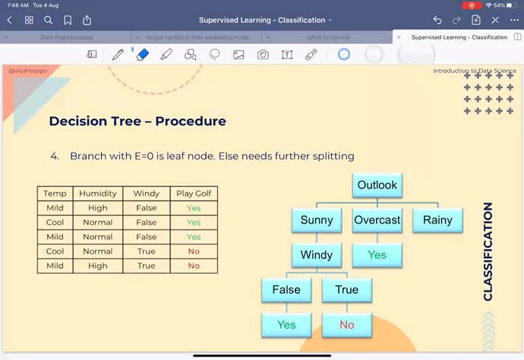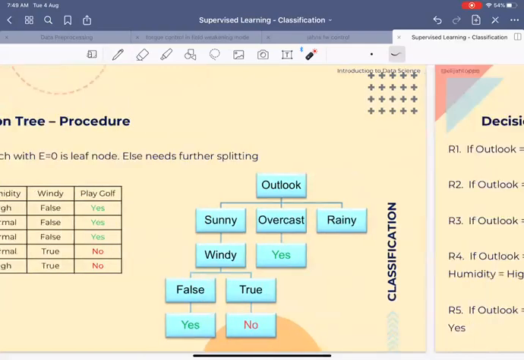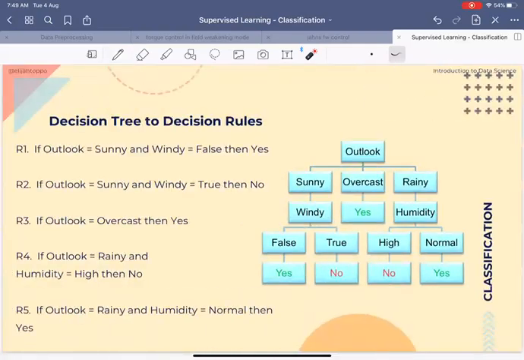We would not implement ID3. We would simply use scikit-learn's package. Scikit-learn has implemented it very nicely. We don't need to worry about implementing it, but we need to have some idea of why this is working and how this is working. Right? Does this make sense? Do you have any other questions?